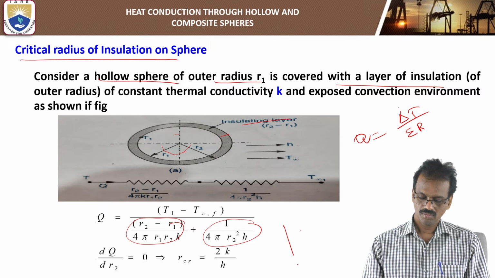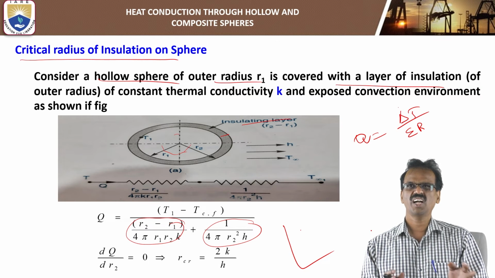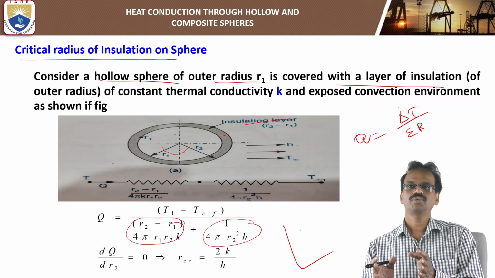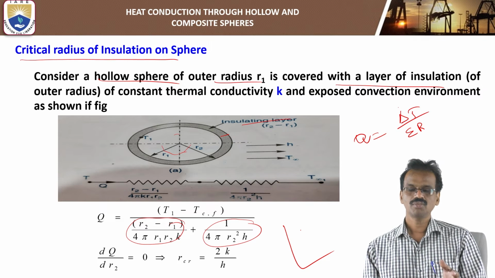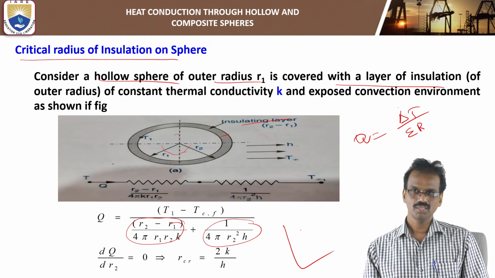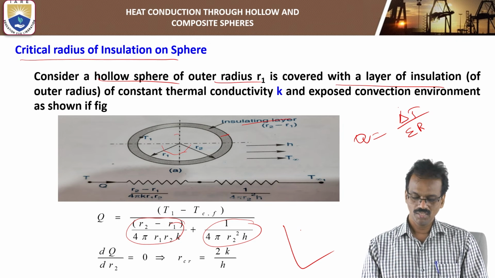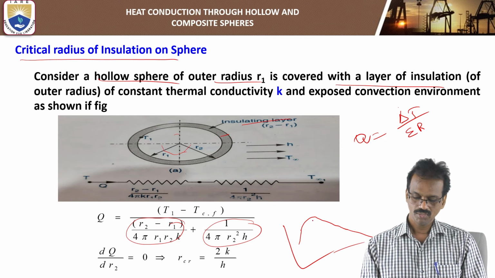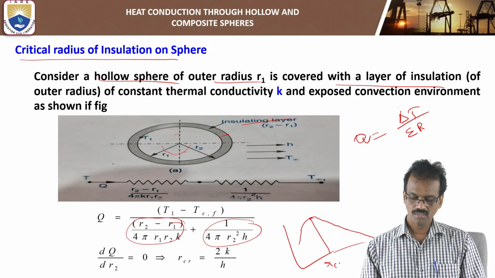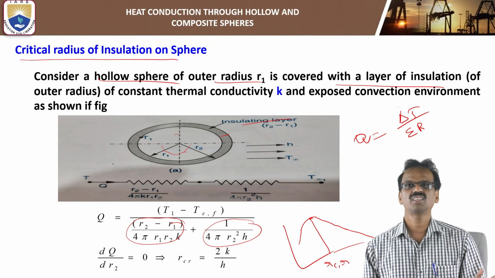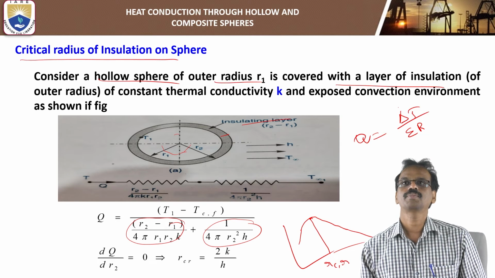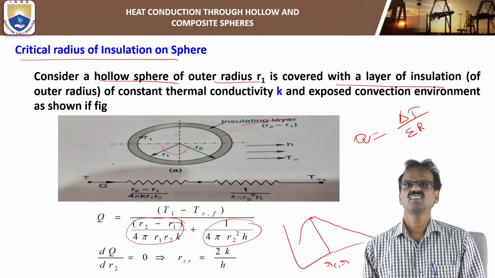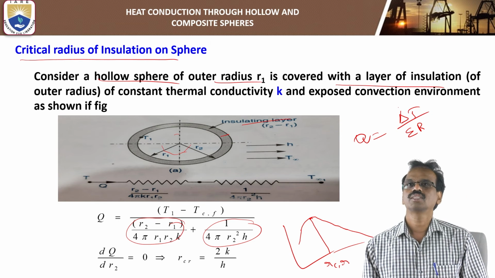For a slab, if you add insulating material, the rate of heat transfer decreases rapidly. But in the case of spheres and cylinders, initially if you add insulating material, the rate of heat transfer increases, reaches a maximum at a particular point, and then decreases completely. This maximum point is called the critical radius of insulation, RCR. This topic was already covered in previous classes, mainly for cylinders.